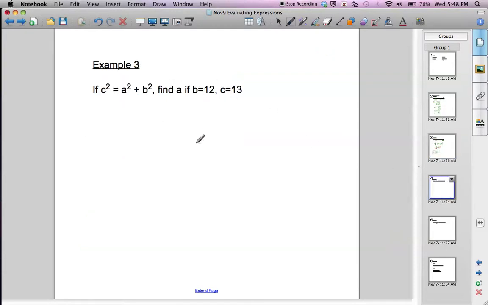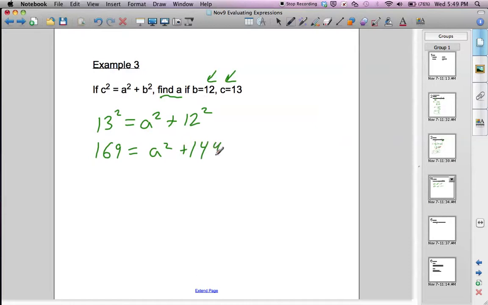Okay, in this example, this comes from the Pythagorean theorem. You are given B and C, and we're going to find A in this case. So C is 13, so we're going to put 13 in here. That's 13 squared. A, we don't know what A is. B is going to be 12, so you're going to have 12 squared. So we work that out. This is 169 equals A squared plus 144.